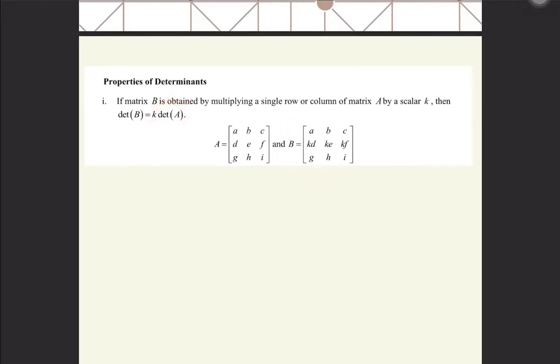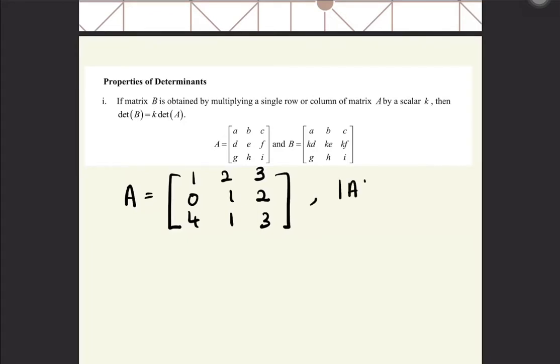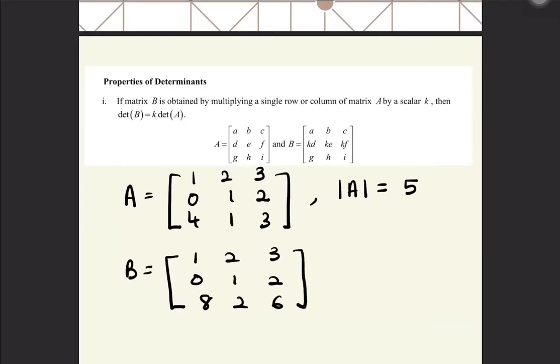Let's say you have matrix A equal to 1, 2, 3, 0, 1, 2, 4, 1, 3. And you know that the determinant of this matrix A is equal to 5. And you have matrix B such that matrix B is equal to 1, 2, 3, 0, 1, 2, 8, 2, 6. And you were asked to find the determinant of matrix B.